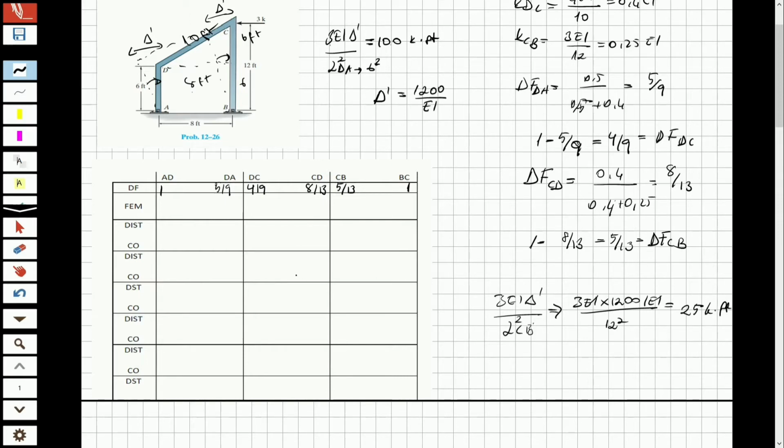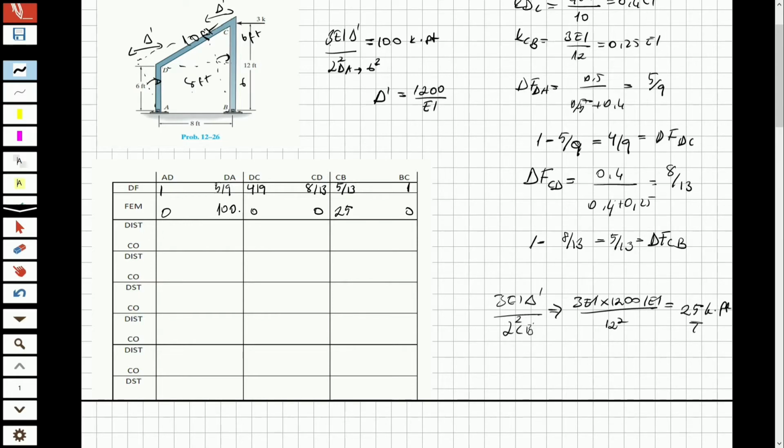So now, let's write this in its own place. For DA, the fixed end moment will be 100, because I used it here. And for CB it will be 25. I also obtained it here. Now I have the fixed end moments. I don't have any fixed end moment here. Here 0, 0, and also 0.